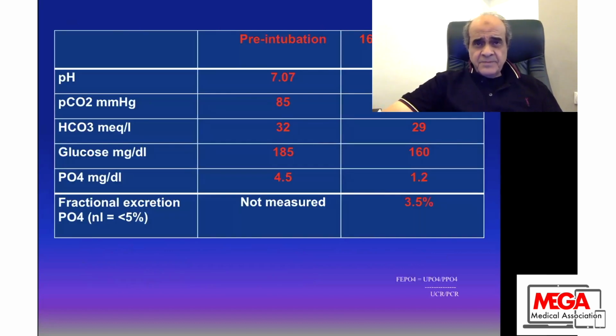Before intubation, the patient's pH is 7.07. After treatment, it becomes more corrected, 7.3. Carbon dioxide dropped from 85 to 52. Bicarb also dropped from 32 to 29. Glucose dropped from 185 to 160. Phosphate dropped from 4.5 to 1.2. This is severe hypophosphatemia. Fractional excretion of his phosphate was 3.5%.